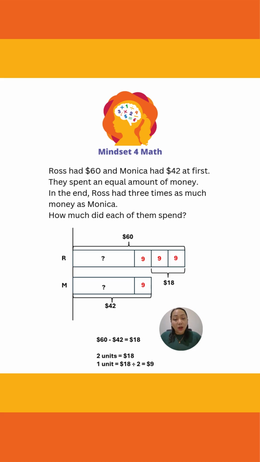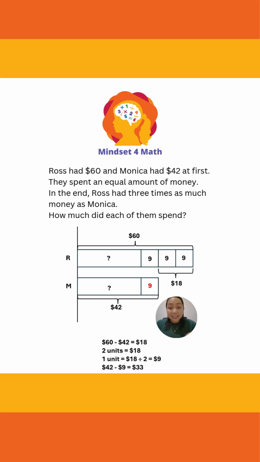So to get what 1 unit is equal to, all I have to do is to divide $18 by 2, and the answer is $9. Let us now mark each unit $9 in the model.